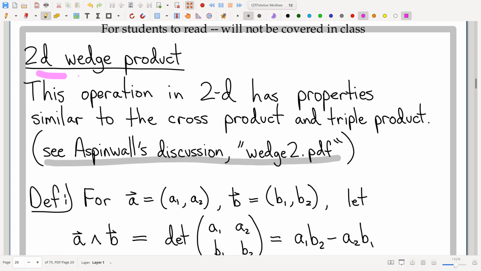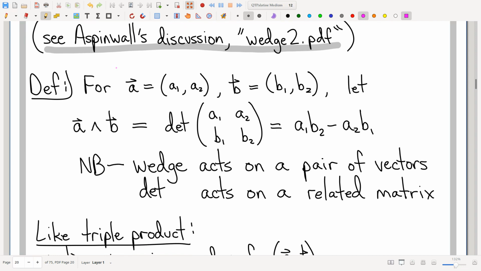In 2 dimensions, there is this thing called the wedge product. It's defined by this formula, which of course you'll recognize as being a 2 by 2 determinant. Don't conflate the wedge product with determinant. Determinant is something you do to a matrix.